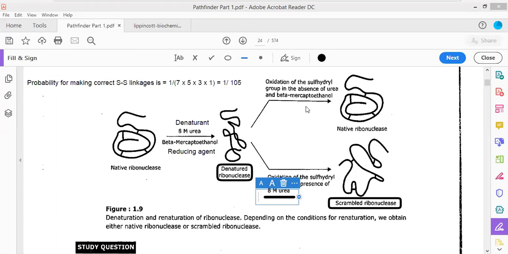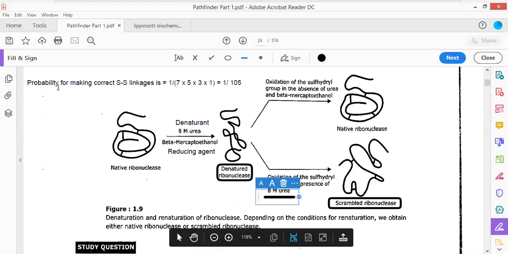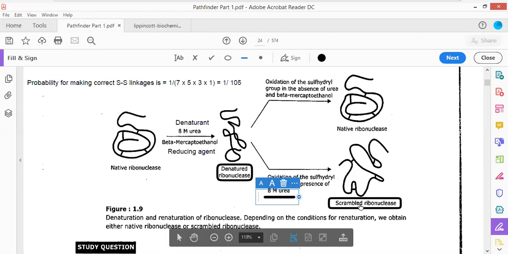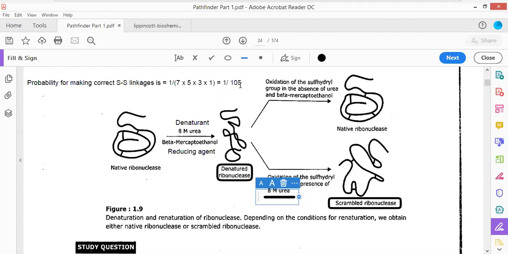Okay, there is a query. How can we calculate the probability of a scrambled protein? See, the probability for the formation of a scrambled protein can be easily tabulated, Trishla. I have just told you here. The probability for the formation of correct disulfide linkages is 1 upon 105. So what would be the chances for the formation of a scrambled ribonuclease? It is 1 minus 1 upon 105. You can calculate that probability also.